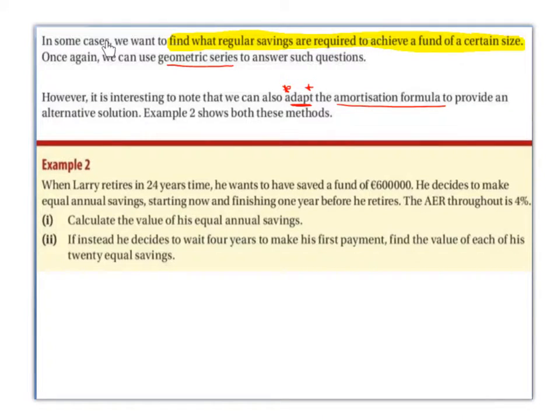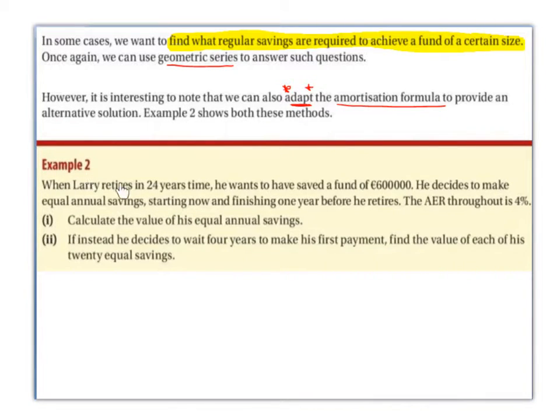In some cases, we want to find what regular savings are required to achieve a fund of a certain size. Once again, we can use geometric series to answer such questions. However, it is interesting to note that we can also adapt the amortization formula to provide an alternative solution. Example 2 shows both these methods.